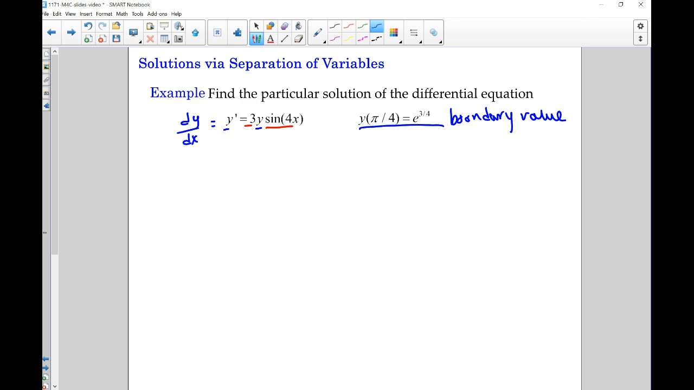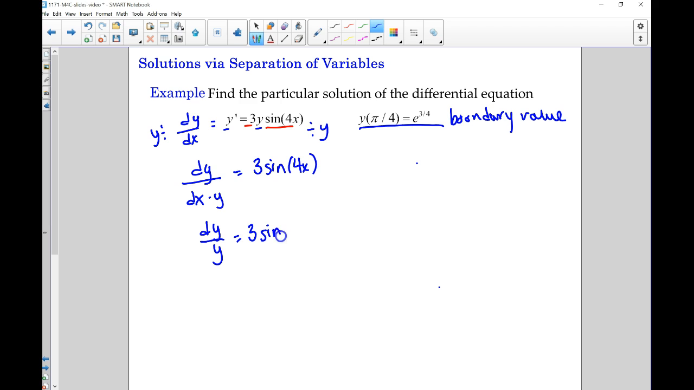Alright, so going through this one a little bit faster, separating this out, I need to divide both sides by y. So I'll have dy over dx times y is equal to 3 sine of 4x. And then multiplying both sides by dx to separate this fully, dy over y is equal to 3 sine 4x times dx.